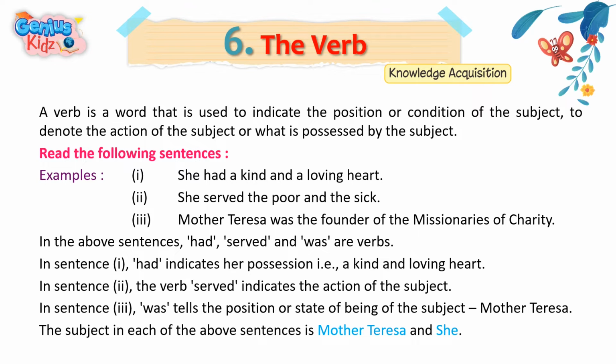In the above sentences, had, served and was are verbs. In sentence 1, had indicates her possession, that is a kind and loving heart. In sentence 2, the verb served indicates the action of the subject. In sentence 3, was tells the position or state of being of the subject, Mother Teresa. The subject in each of the above sentences is Mother Teresa and she.